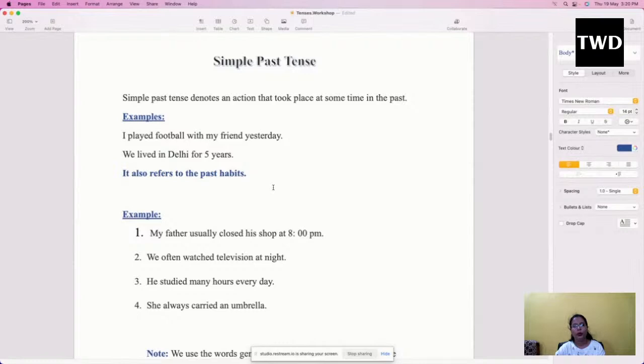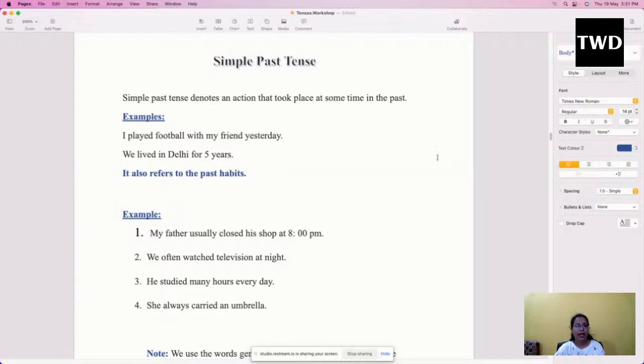So you need to know how you are going to frame sentences under past tense correctly. And if you are explaining any story, stories are always something which happened in the past, so of course we are going to use past tense for them. Simple past tense denotes an action that took place at some time in the past. Simple past talks about the actions which took place at some time in the past.